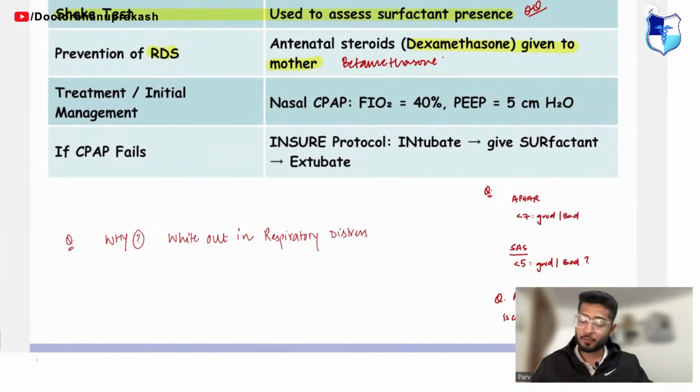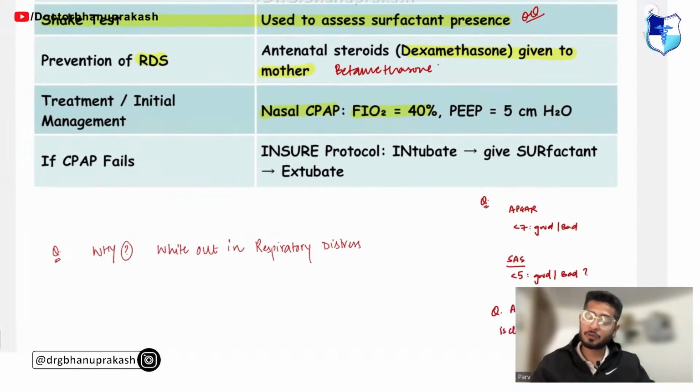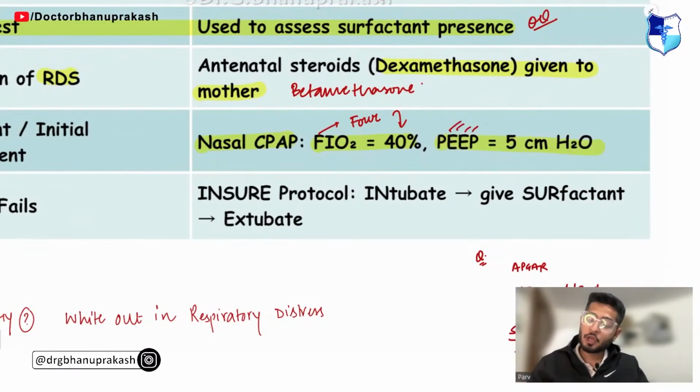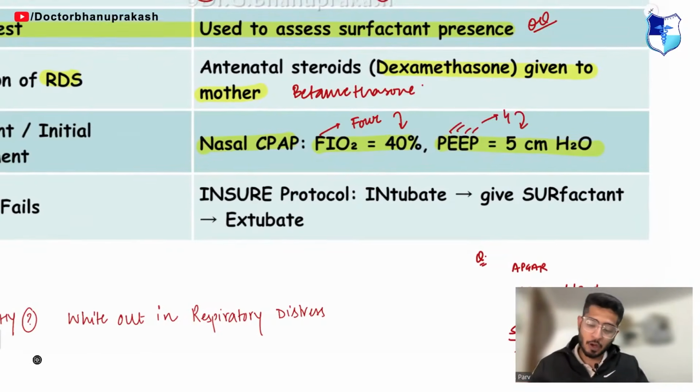In initial management, you have to give nasal CPAP to the patient, and in nasal CPAP, the FiO2 should be 40%. How to remember this? F for FiO2, F for 4. So 4, you have to understand 40%. PEEP is 5 centimeter of water. So 1, 2, 3, 4, 4 letters, and then 5 centimeter of water.